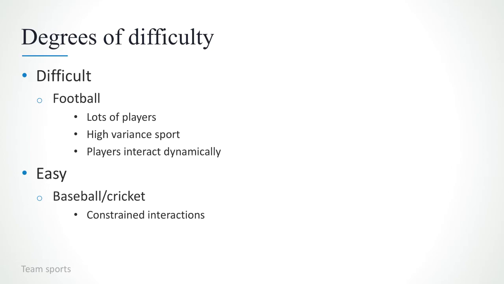Obviously, another thing with team sports is that not all of them are created equal. Some sports are easier for predictive modeling, others are more difficult. Probably football/soccer is a nightmare scenario because you have lots of players, it's a high variance sport, and all these players interact dynamically on the pitch, whereas baseball and cricket are easier to predict because the interactions between the players are more constrained in a sense. It's no coincidence that sports analytics as a field was kickstarted by Moneyball.